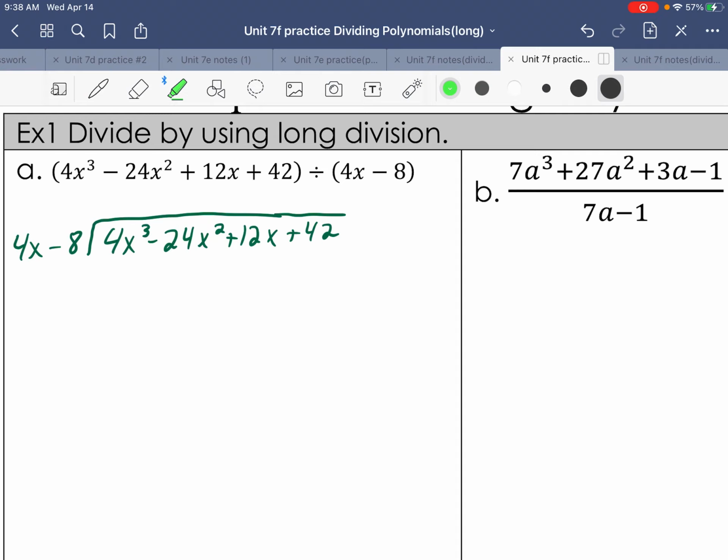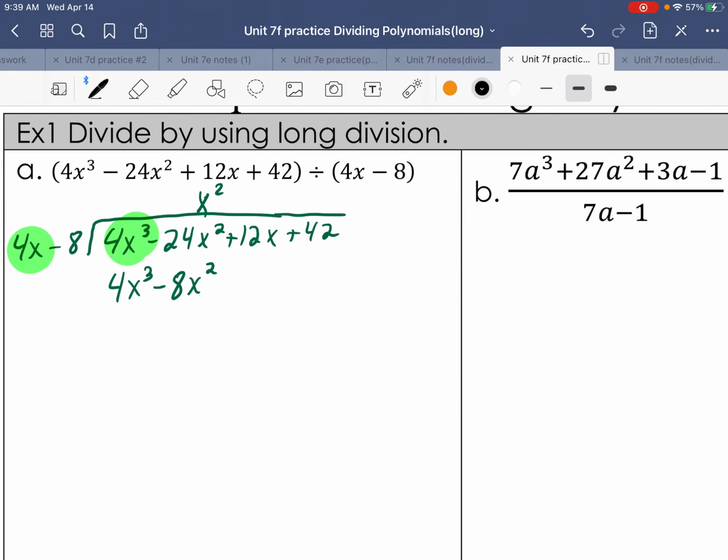All right, first term divided by first term. First leading term divided by the first leading term. So 4x to the third, so 4 divided by 4 is 1. X to the third divided by x is going to be x squared. So we'll put that over the x squared. X squared times 4x is 4x to the third. X squared times negative 8 is a negative 8x squared.